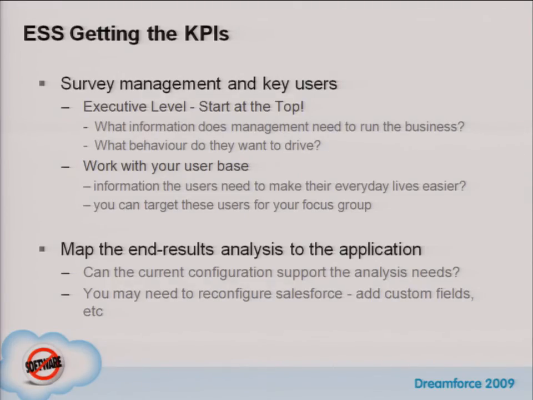And then also don't forget about your end users. Work with your end user base and figure out what they can use to make their jobs a lot easier. Apart from the KPIs and the metrics that drive business, if there are reports or dashboards you can put out there to help your end users do their job easier or more automated, make sure you bring them in as well and get a focus group. And again, map the end results analysis to the application, meaning can your current configuration support the reports and dashboards that your users want? Do you need to reconfigure and add in some fields?